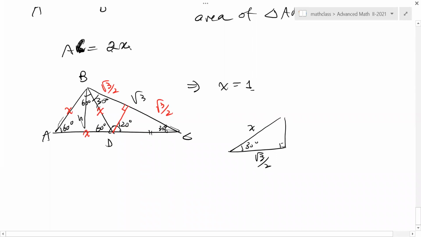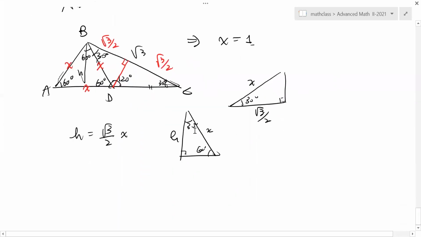Okay, right? The height h is going to be, again, that's a special triangle, equals square root of 3 divided by 2 times x. Because why? It's another special triangle. Here's x. This is h. h should be square root of 3 over 2 times x. I said many times. All right, so that's the h. Since x is equal to 1, so this is going to be 1, right?